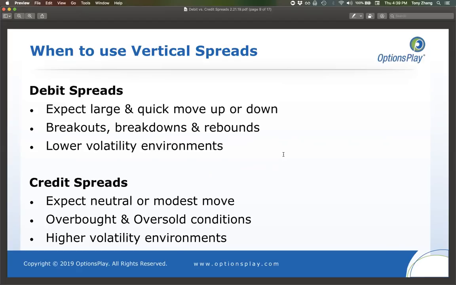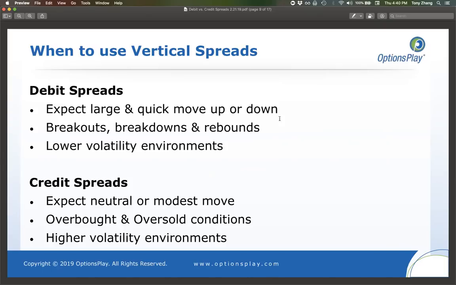Next, what I really want to cover is when you should utilize vertical spreads. We've now looked at what vertical spreads are, how to construct them, and the difference between debit versus credit spreads. In order to understand when to deploy them, I want to go through some real examples, because that's really what's going to help solidify when you should utilize each one of these two strategies.